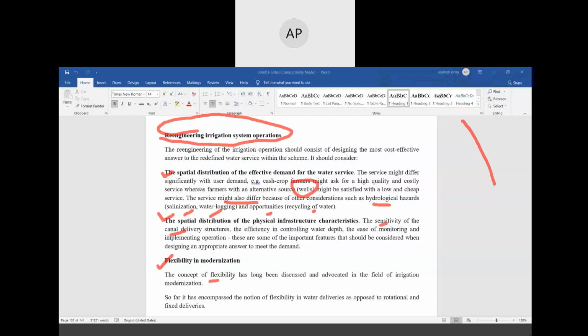The concept of flexibility has long been discussed and advocated in the field of irrigation modernization. So far, it has encompassed mostly the notion of flexibility in water deliveries as opposed to rational and fixed deliveries.